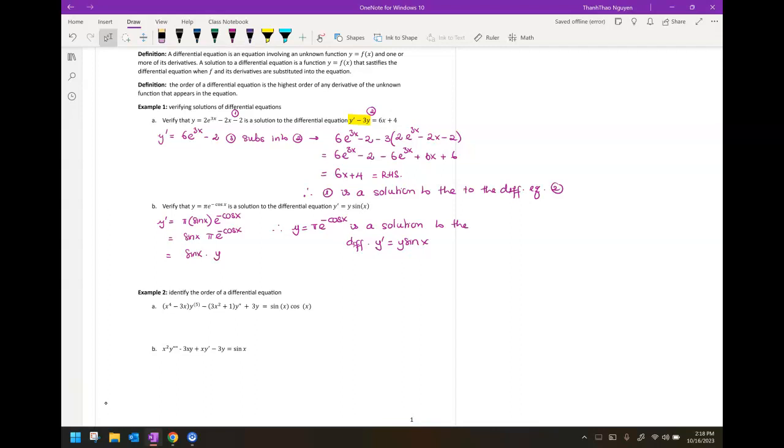Identify the order of the differential equation. Like we said earlier, the order of the differential equation is the highest derivative. So here we have a differential equation of order 5. And here we have a fourth order differential equation.